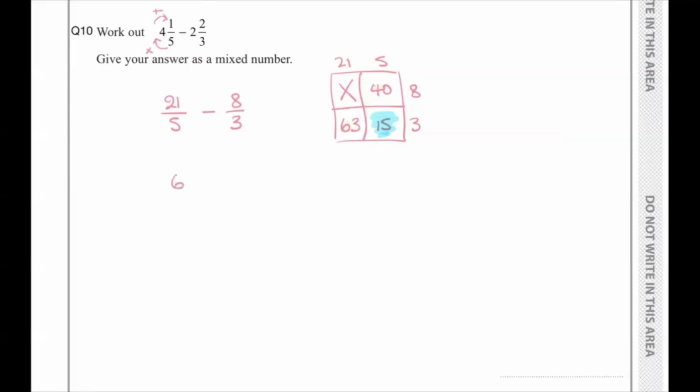Our question is a takeaway. So that just needs tidying up. So 63 take away 40 is 23 over 15. And then remember, we have to do that mixed number as our answer. So 15s into 23 go 1. There's 8 left over the 15. And that would be our final answer for question 10.